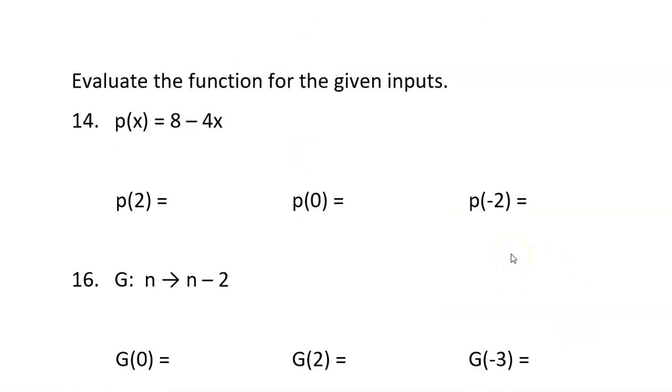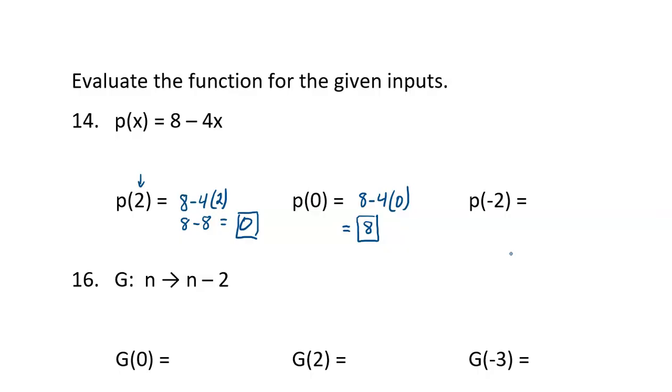Now number 14, evaluate the function for the given inputs. Here we have function p. Function p pairs a number with another number that can be found by going 8 minus 4 times x. So what is the value of function p when x is 2? You go 8 minus 4 times 2. And that makes 8 minus 8, which is 0. What about p of 0? What is 8 minus 4 times 0? That makes 8.